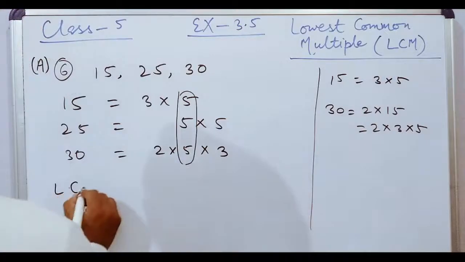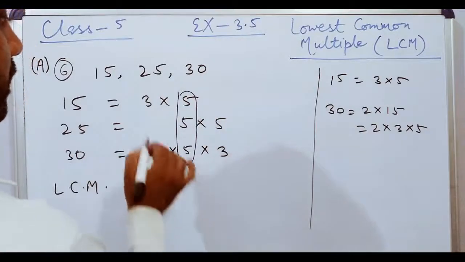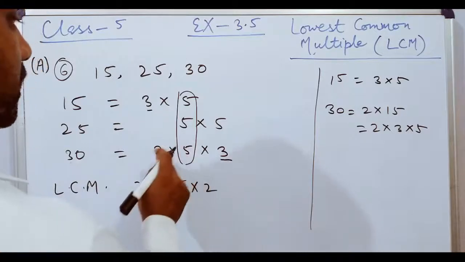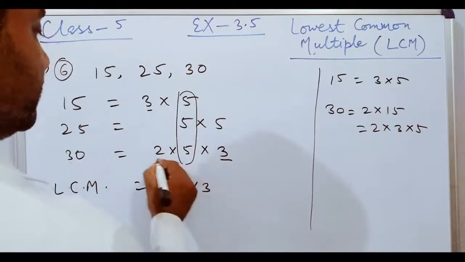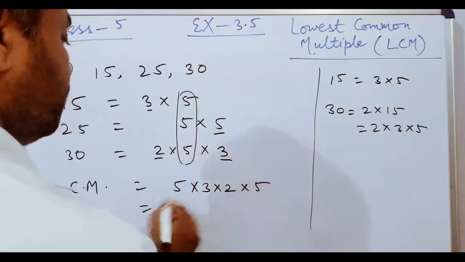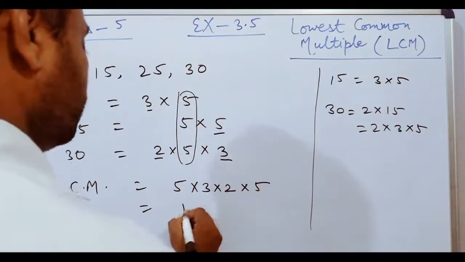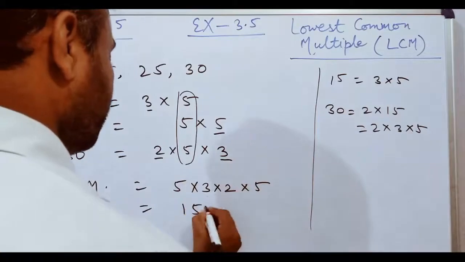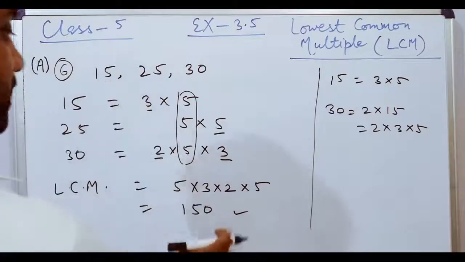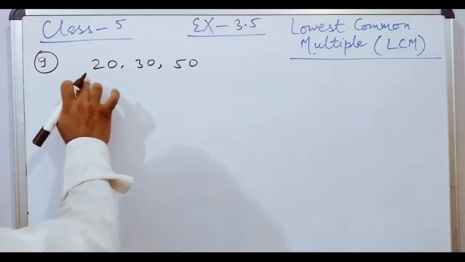So LCM equals, first the common factor we will write first. Then 3 and 2, and 1 time you take 3, then 2, then 5. 5 times 3 are 15, 2 times 15 are 30, 5 times 30 are 150. Again 5 times 2 are 10, 3 times 10 are 30, 5 times 30 are 150. So 150 is the LCM of all these numbers. This is the LCM.